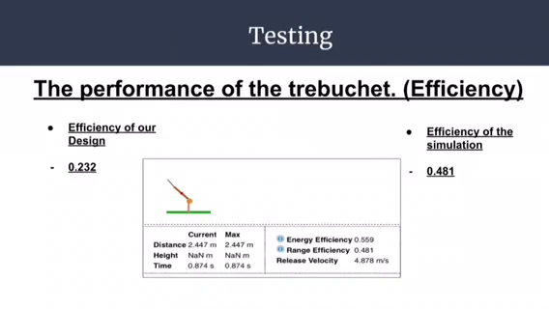When reviewing the efficiency of our design versus the simulation, we realized that the efficiency of our design was 0.232 and the efficiency of our simulation was 0.481. This change in efficiency could be due to the movement issues we had when building our trebuchet.